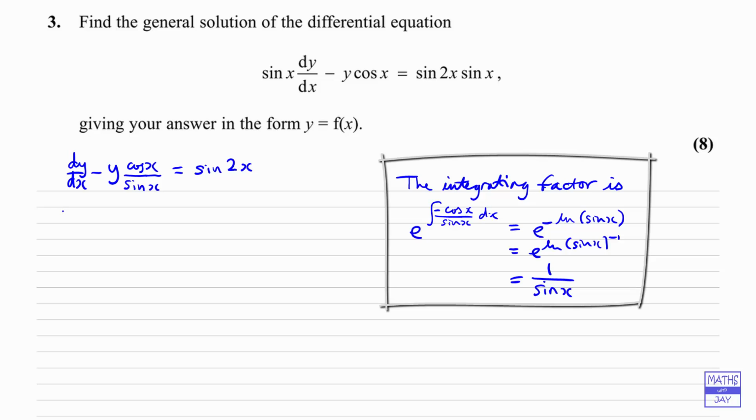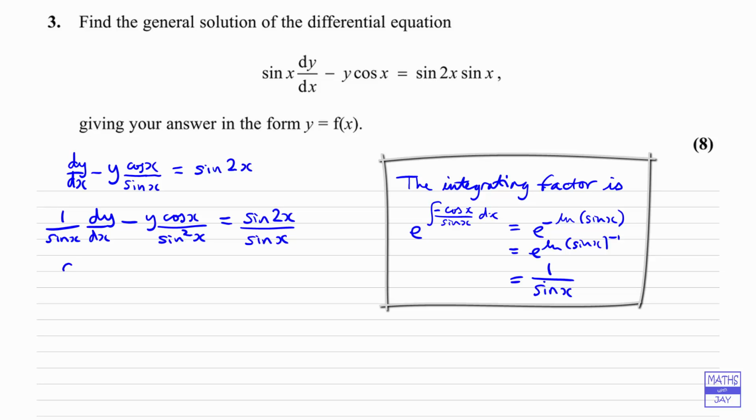So let's do that. So we've got 1 over sine x times dy by dx minus y cos x, and multiplying the sine by sine, we get sine squared x, and then that's equal to sine 2x over sine x. So now we can see that we can write the left-hand side as derivative of a product. So long as you've worked out the integrating factor correctly, that will always work at this stage.